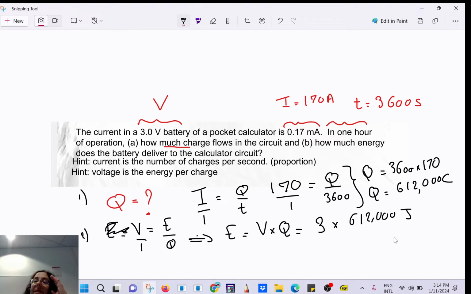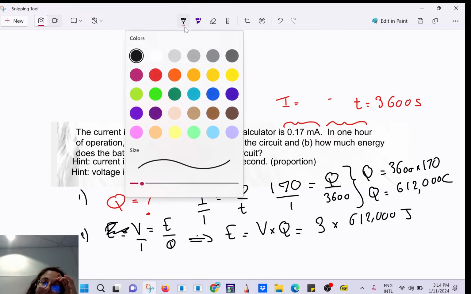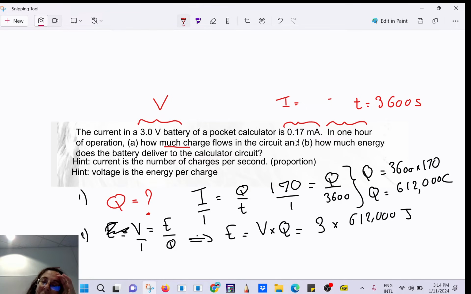No, I made a mistake here. It could not be those big numbers, right? So how much is in amps? So 1,000 milliamps is 1 amp, right? So 0.17 milliamp. How much is that in amp? You have to divide by 1,000.